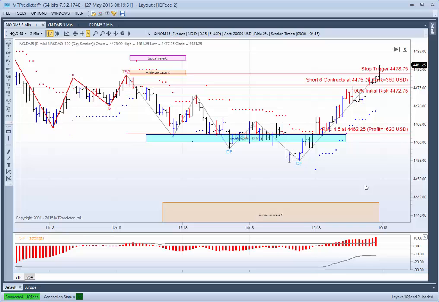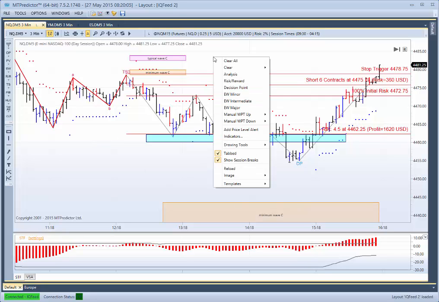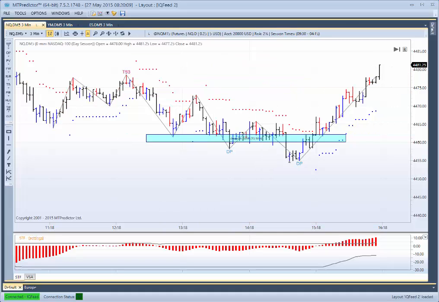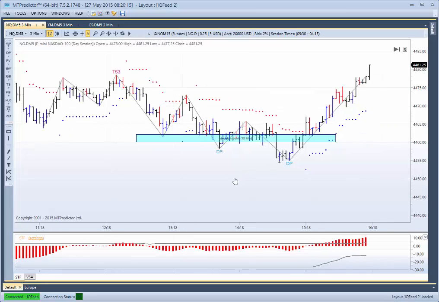So that's one way slightly more experienced users can use the higher time frame chart, particularly when you've had big moves earlier in the day and the profit targets are basically so far away they're unachievable within the day. But if I clear the analysis off, I'd like to have a look at these buy setups here later in the day.